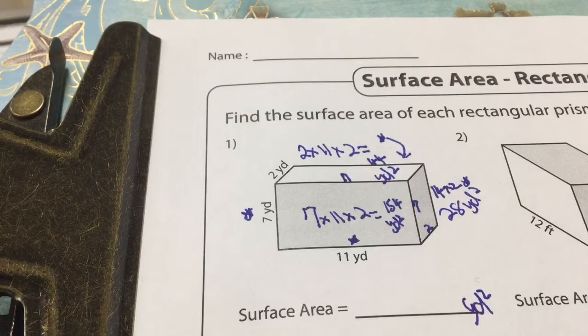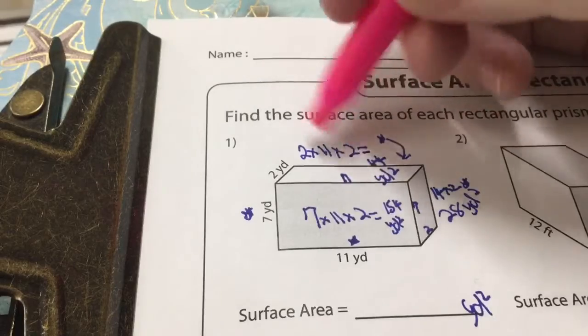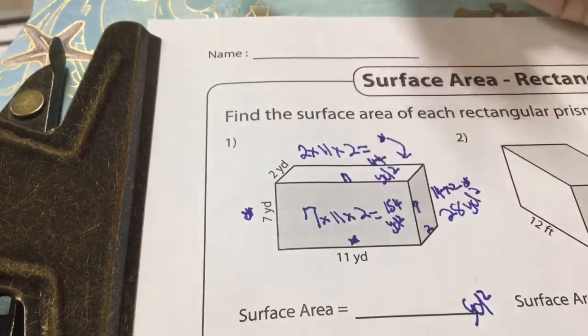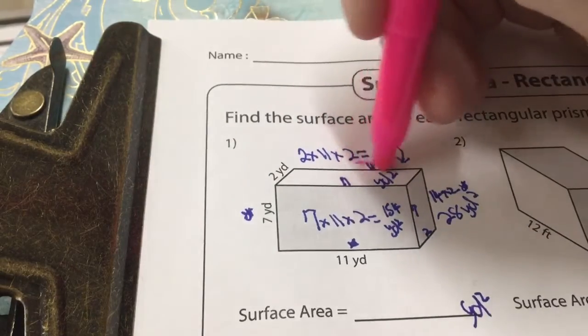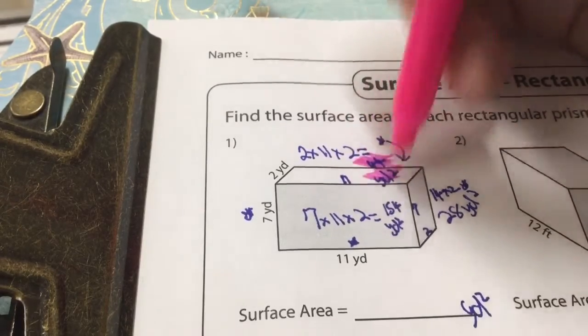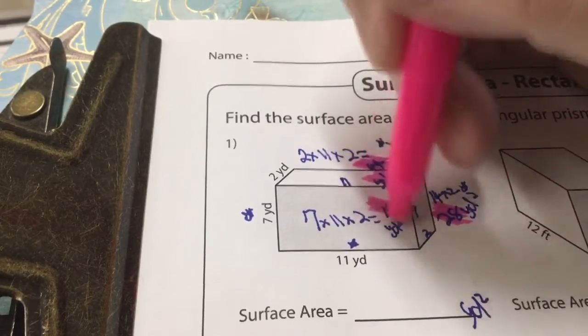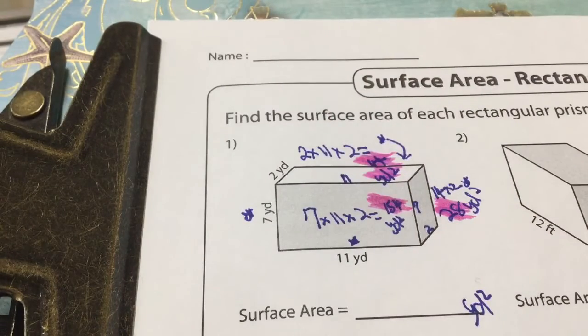So let's see what's going to show up on here. Let's try this one. So we're going to take, oh, what happened to this highlighter? Weird. That highlighter is ruined. Yikes.